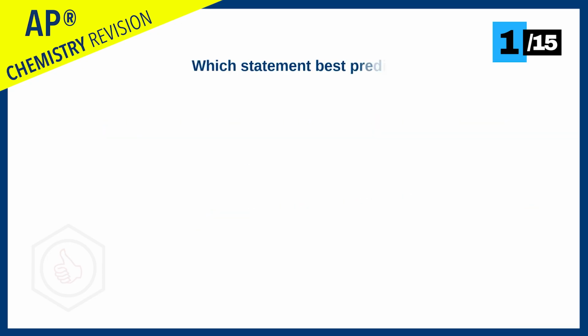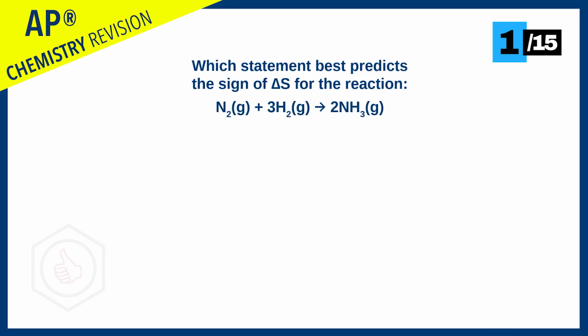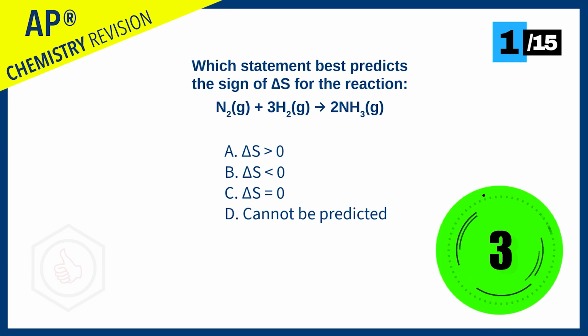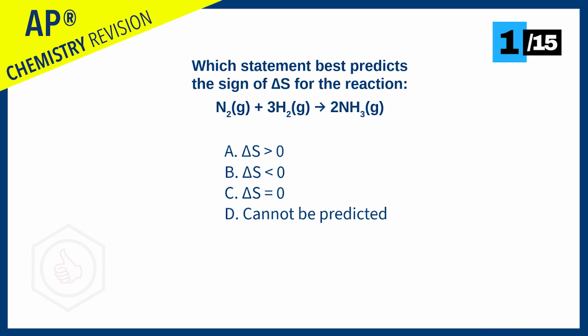Which statement best predicts the sign of delta S for the reaction N2 plus 3H2 goes to form 2NH3? Delta S is greater than 0, delta S is less than 0, delta S equals 0, or the entropy change cannot be predicted. The answer is delta S is less than 0.